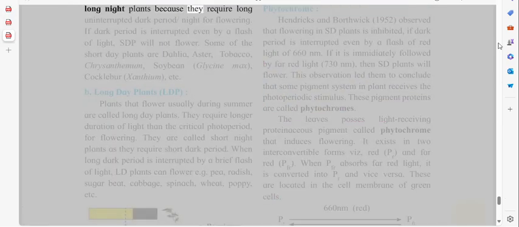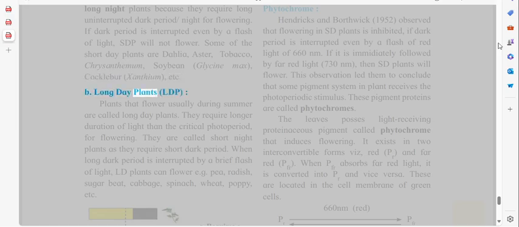Short day plants are also called long night plants because they require a long uninterrupted dark period for flowering. If the dark period is interrupted even by a flash of light, SDP will not flower. Some of the short day plants are dahlia, aster, tobacco, chrysanthemum, soybean, Glycine max, cocklebur, Xanthium, etc.